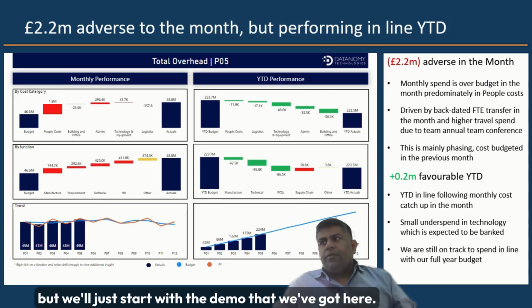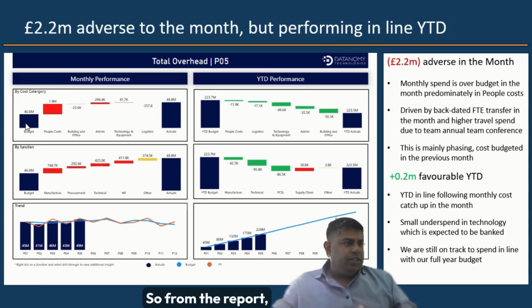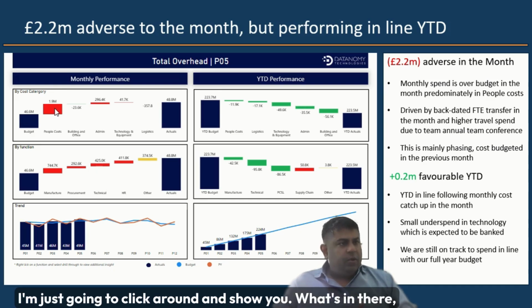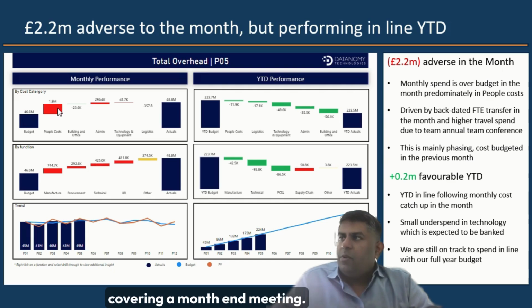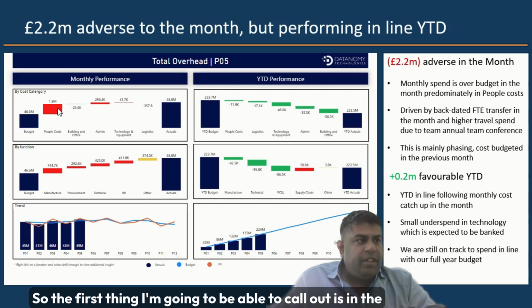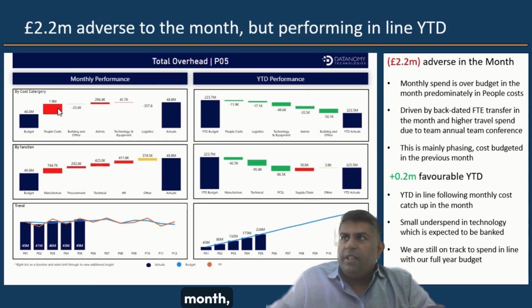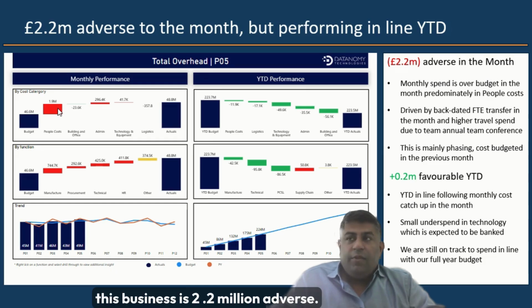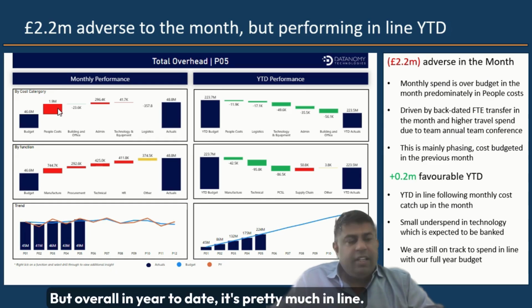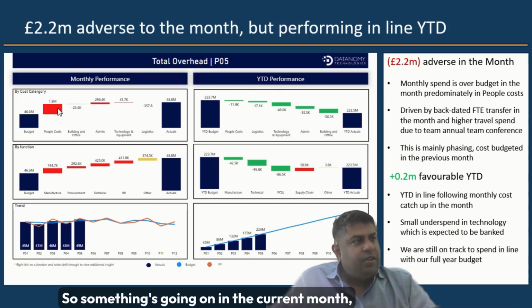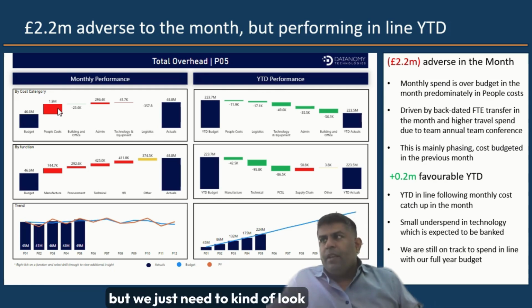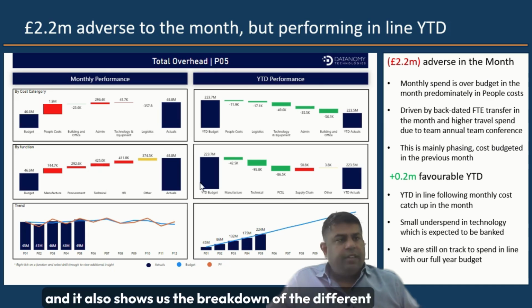But we'll just start with the demo that we've got here. So from the report, I'm just going to click around and show you what's in there, and I'm going to talk it through with you as if I'm covering a month-end meeting. So the first thing I want to call out is, in the month, this business is 2.2 million adverse, but overall in the year to date, it's pretty much in line. It's 200k favorable. So something's going on in the current month, but we just need to go and look into what's driving it. And it also shows us the breakdown of the different business functions that are there.